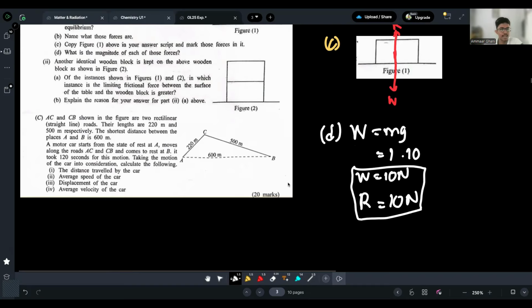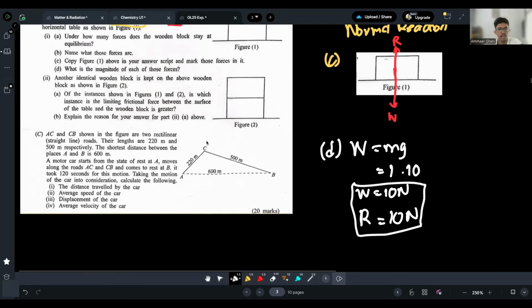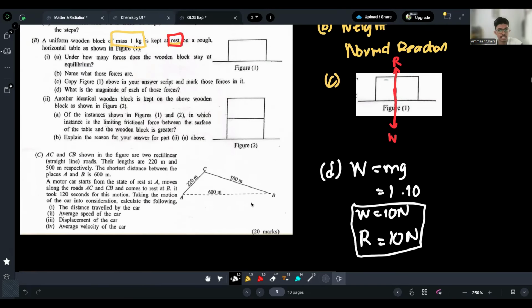Right. Next, it's telling us another identical wooden block is kept on the above wooden block as shown in figure 2. Of the instances shown in figure 1 and 2, in which instance is the limiting force between the surface of the table and the wooden block greater?